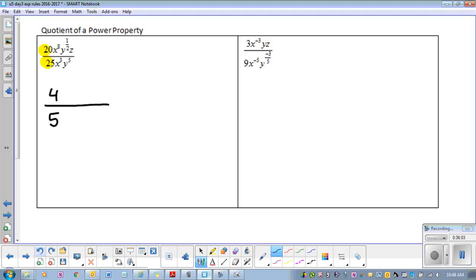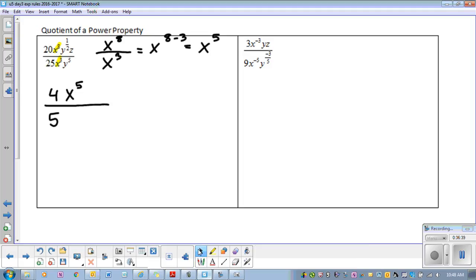Now I'm going to look at each of the variables, right? So I have the x's. Let's look at the x's. I have x to the 8th divided by x cubed. What is that? 5. Good. That's x to the 8 minus 3, which equals 5. It's a positive number, so it stays on top. X to the 5th.